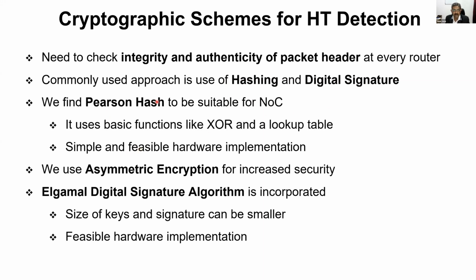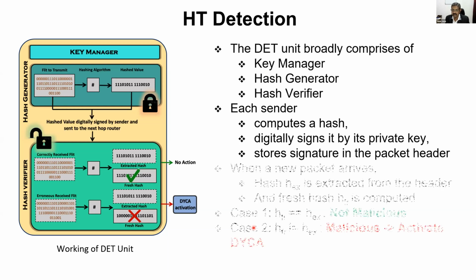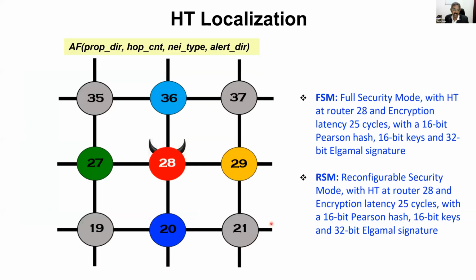using Pearson's hash, which is well suited for NoC, and asymmetric encryption using the ElGamal digital signature customized for the NoC. Essentially, we need a key manager, a key generator, a hash generator and a hash verifier. Each sender computes the hash, digitally signs it with its private key, and stores the signature. At every packet, you need to spend some extra time to recompute the hash and verify it. More details should be available in the paper.